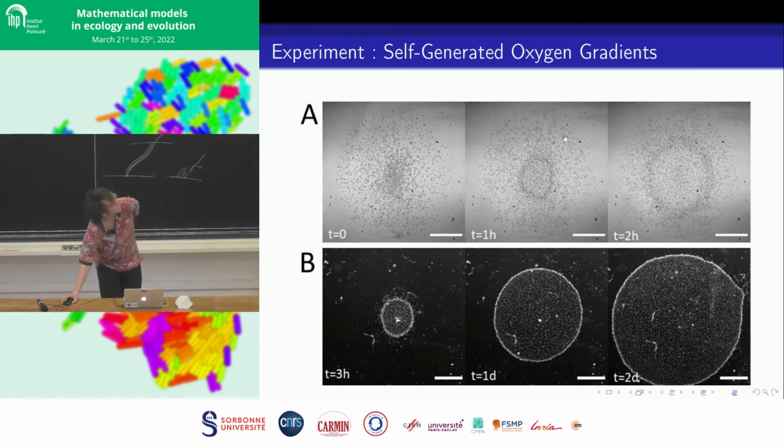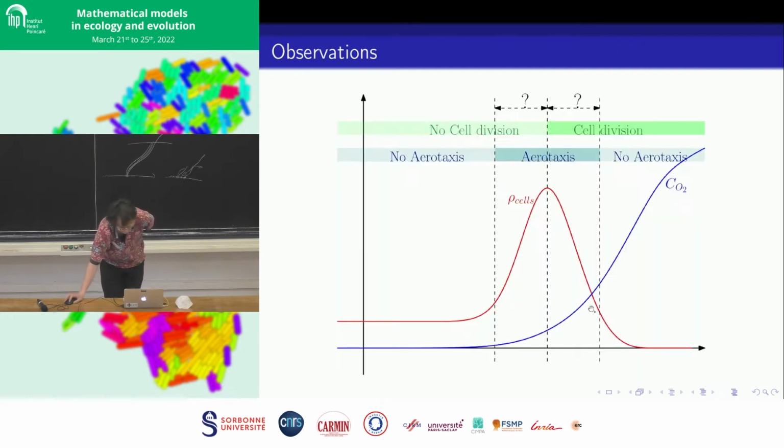Oh, and here we have some photos. Here at time t equals 0, we have this dense cellular spot, and very soon afterwards you see the emergence of a ring, and then some time later, after changing the microscope, you have this really nice ring that is very symmetrical, and the width of the ring is very narrow and stays constant over time. Okay.